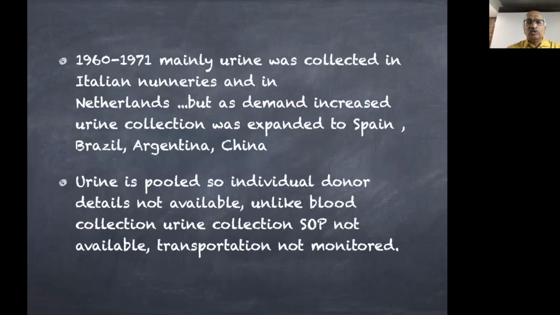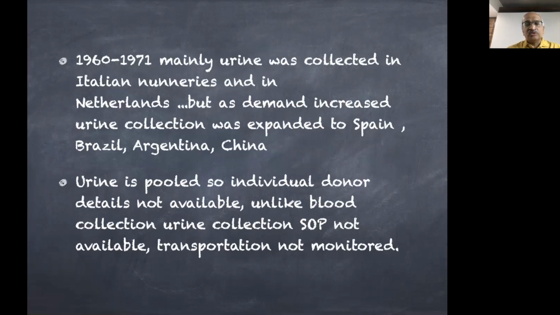Later came the evolution of urinary HMGs or urinary gonadotrophins. In 1960 and 1971, the urine was mainly collected from Italian nunneries and in the Netherlands. But as more and more gynecologists in the world started using gonadotrophin, the demand increased. Urine collection for extraction of human menopausal gonadotrophin then expanded to Spain, Brazil, Argentina, and China, and as you know, they are the main source of raw material even today.